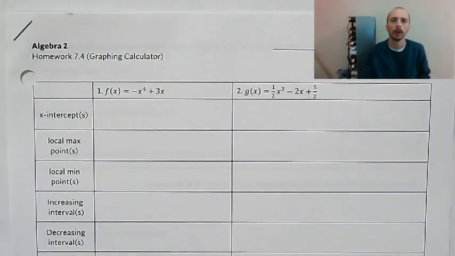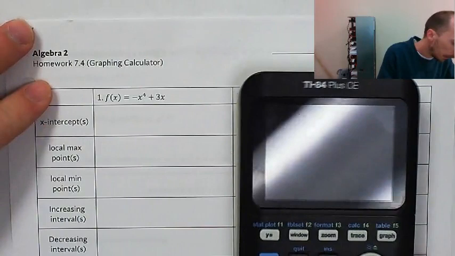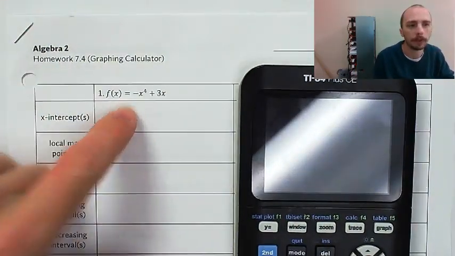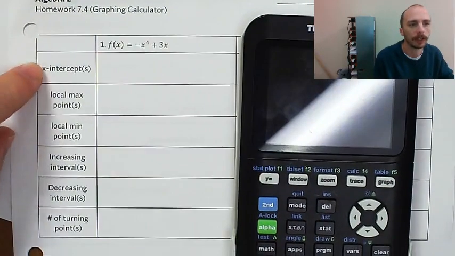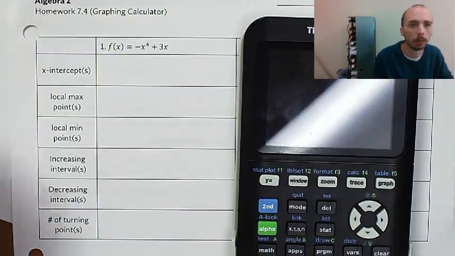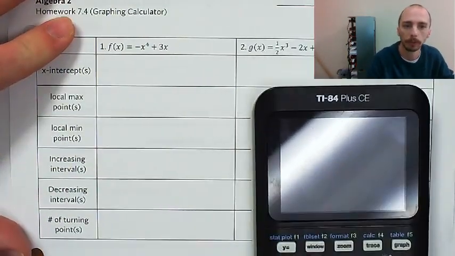All right, welcome. Let's work Algebra 2 homework 7.4. And so you're going to need a graphing calculator for this one. And the first few problems are just like, okay, let's graph this function and find all this stuff like x-intercepts, maxima, minima, intervals of increase and decrease, number of turning points. Okay, number of turning points, we might call those relative extrema, local maxima, local minima.